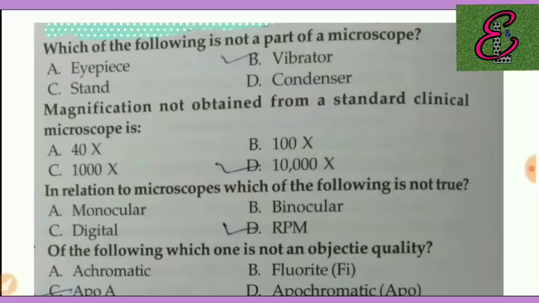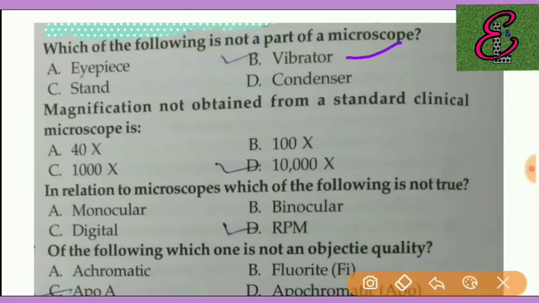In this video, there are many questions related to the introduction of laboratory. So let's start. The first question is, which of the following is not a part of a microscope? The right answer is vibrator.